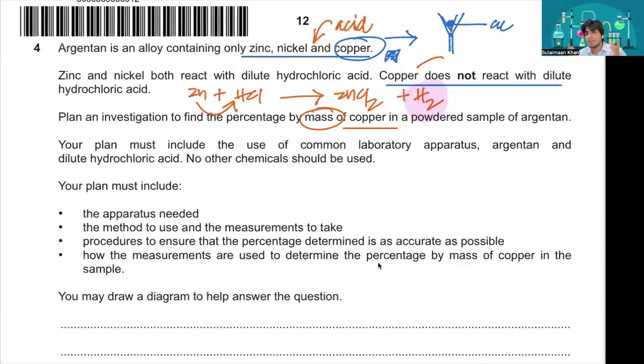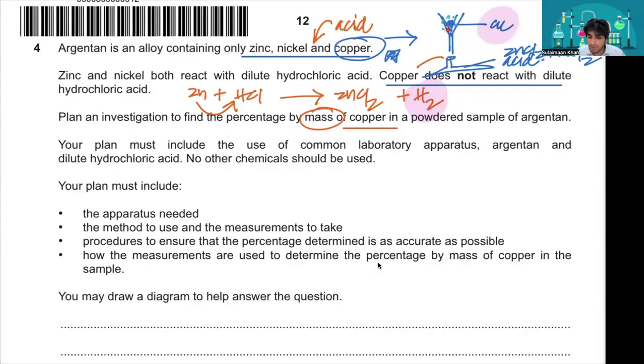If the bubbles stop forming, I'll know that all the nickel and zinc are used up. They've all reacted. And then what am I going to do? I will basically filter it out. I will get copper solid, and obviously zinc chloride, nickel chloride, and even the acid, because that was in excess, all of that is going to be obtained as the filtrate. But I don't care about this. I care about copper. So once you get copper, I know there are going to be what? There are going to be traces of zinc chloride or nickel chloride.